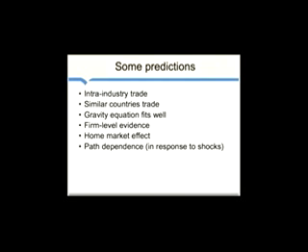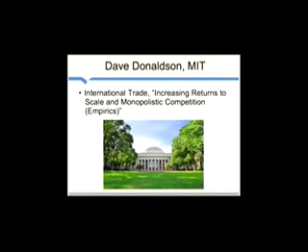We can look at possible predictions of increasing returns to scale theories in 6 different areas. The first is intra-industry trade. There's then the fact that similar countries tend to trade a lot with each other, that the gravity equation fits the data well, looking at firm-level evidence, whether or not there is a home market effect, and finally the issue of path dependence in response to shocks. By the way, for much of the structure of this discussion, I'm relying on an online handout from David Donaldson at MIT, which you can find online here.